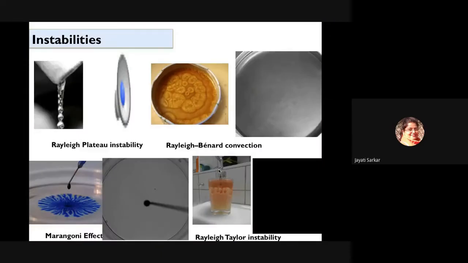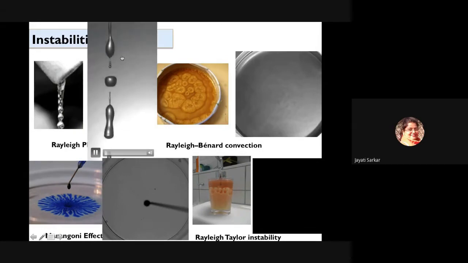Before I go to my topic, I would like to revisit some of the instabilities that are present in nature that we may be seeing in everyday life. For example, we often come across this Rayleigh-Plateau type instability, right? Where we see that if there is a thin film of water that is falling down, it often transforms into smaller droplets rather than a thin film. This type of instability occurs because of the surface tension and the Laplace pressure effects that are present over there.